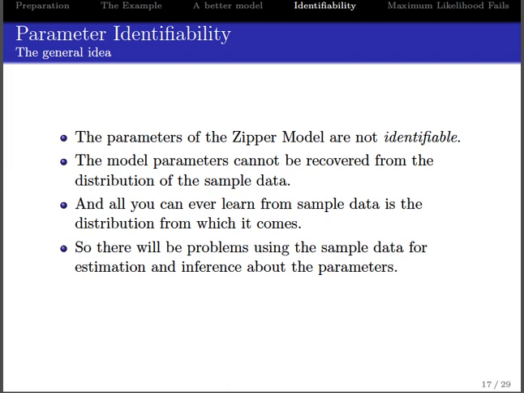So anyway, in this circumstance, there's going to be problems using the sample data for estimation and inference about the parameters. And this is true even if the model is completely correct. I submit to you that the zipper example, where each child has their own probability of success, is a much more reasonable model than the usual Bernoulli model, but unfortunately, we cannot estimate the parameters of the model successfully.